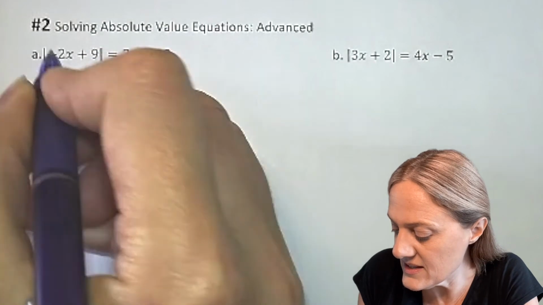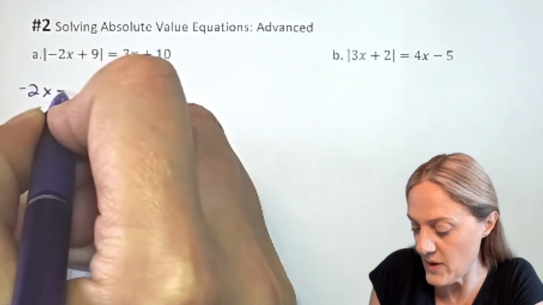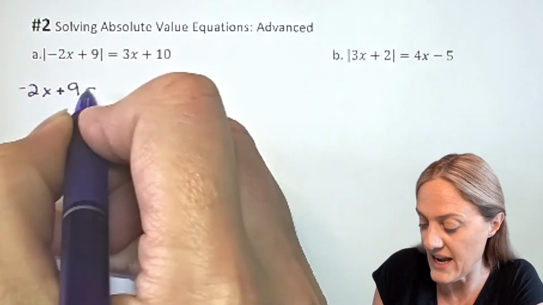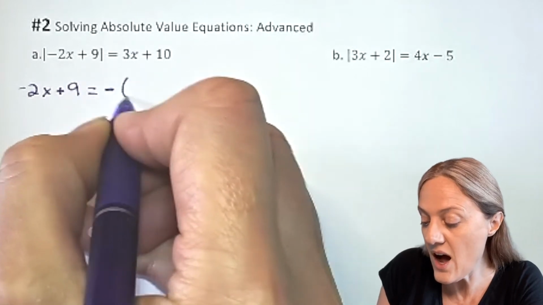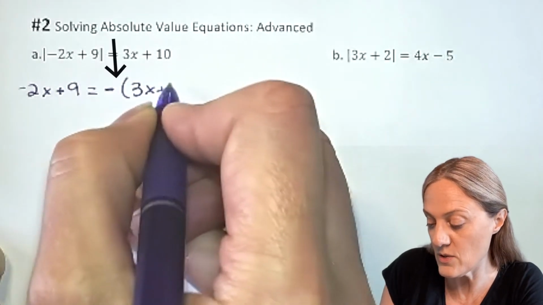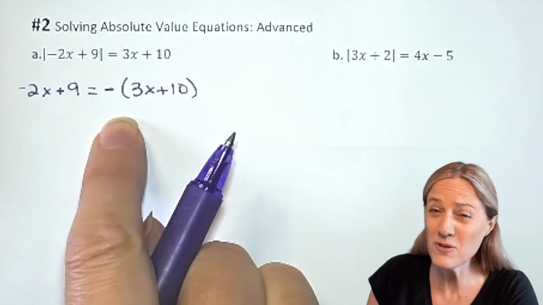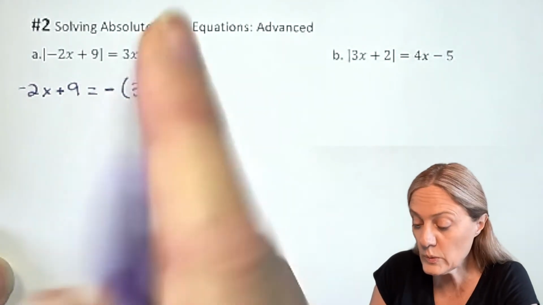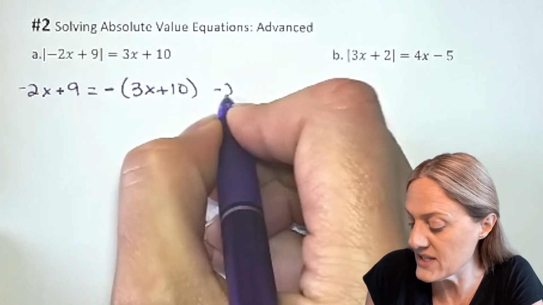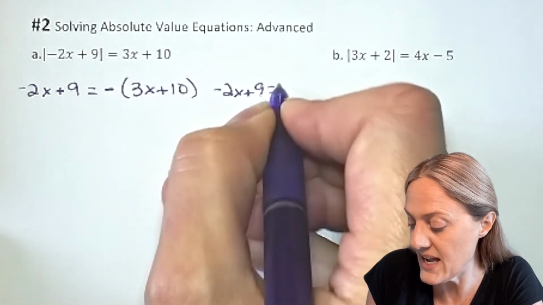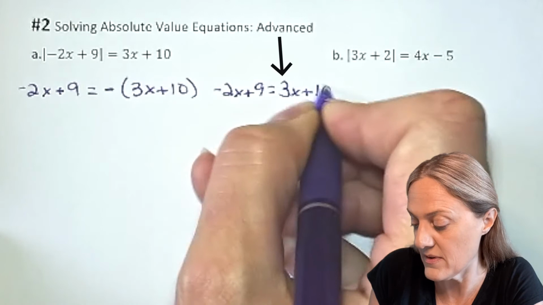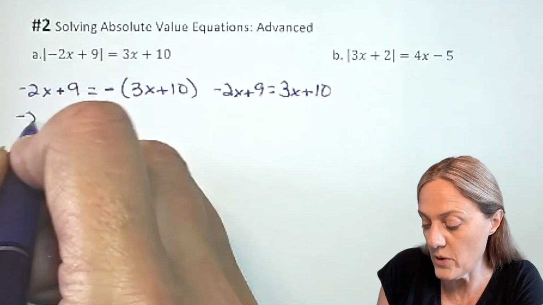So we take this, it's already isolated, so I'm just going to go ahead and rewrite negative 2x plus 9 equals the opposite, parentheses 3x plus 10. Please, please, please. I know you can do that in your head, but you make mistakes sometimes. So just really show it. And then, of course, the second one, negative 2x plus 9 equals the positive expression. So over here, we'll go ahead and start solving.